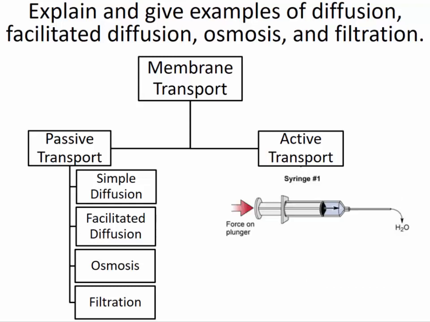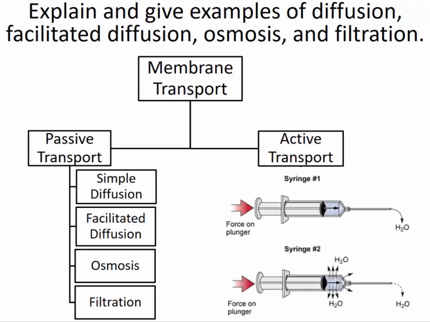An example of that would be if we had a syringe here. We put a force on the plunger of the syringe, and then water would come out the needle of the syringe. In this case, if we had holes within the syringe and we put a force on the plunger, water would come out of the various holes that have been punctured into the needle, as well as the end of the needle. If we were to add more force to the plunger, then more water would be squeezed out of the needle at a higher rate.